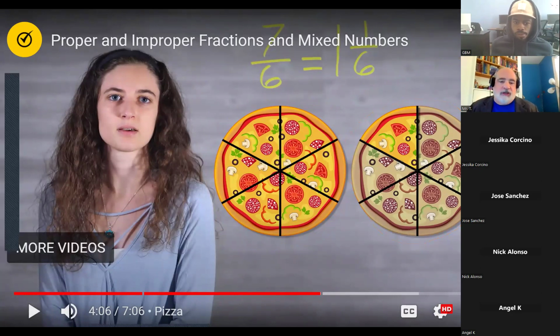Okay, let's continue. Let's try a few more examples. Let's write the following improper fractions as mixed numbers.